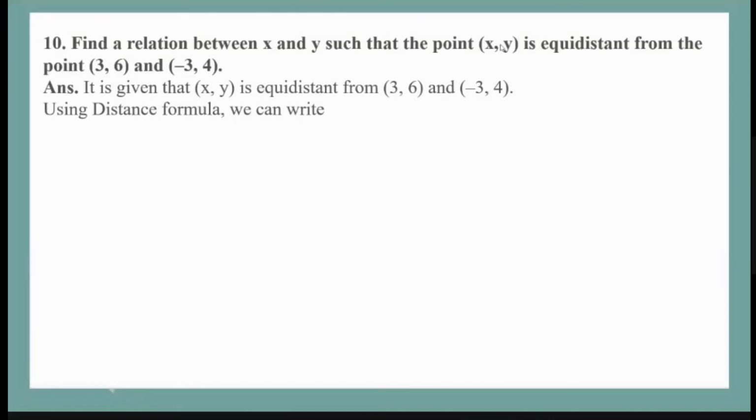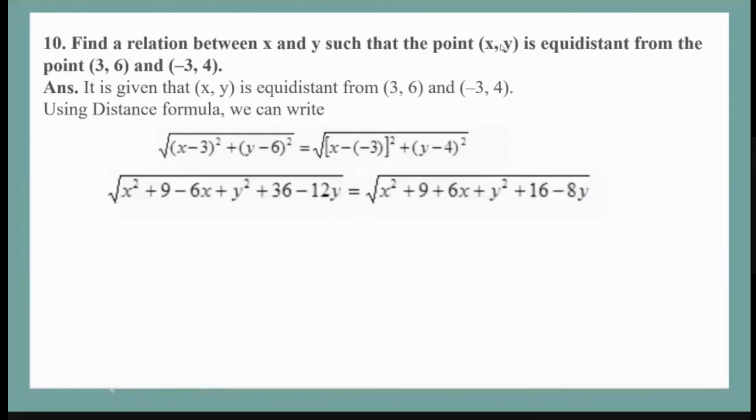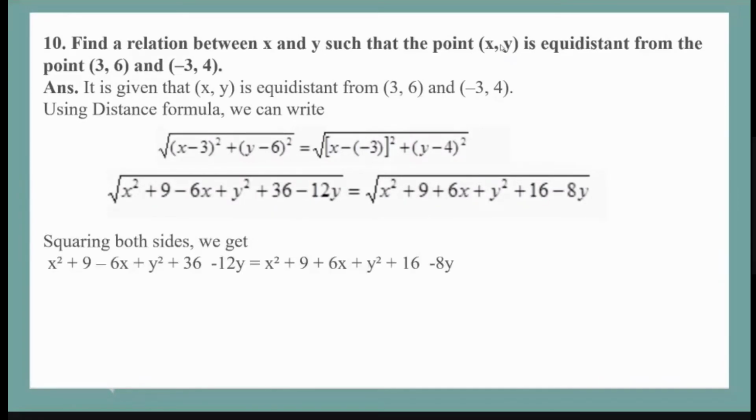and equate both of them, which gives me the relationship between x and y. The x square and y square cancel from both sides, and I'm left with 12x plus 4y equal to 20. That means 3x plus y is equal to 5 is the required equation.